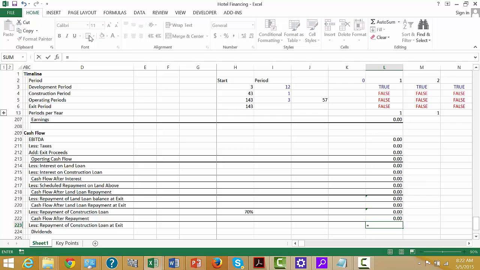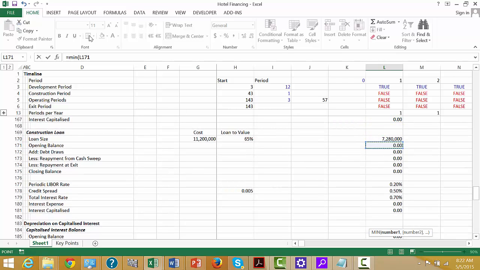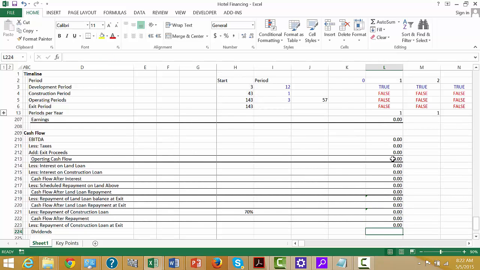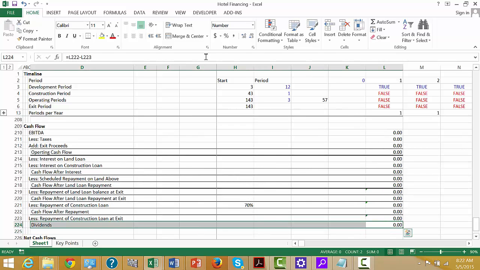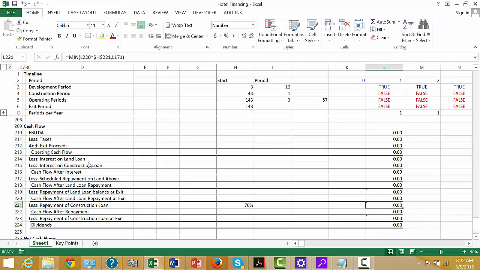And then we can take the construction loan at exit. We'll, again, see if we need it. So we see how much this, now, I made a mistake here. This is the minimum of the opening balance minus the amount we've already taken in the cash flow sweep, or this, and we need to do the same thing for the last one. So this, let's put this as a double underline, okay? And so we kind of have everything.